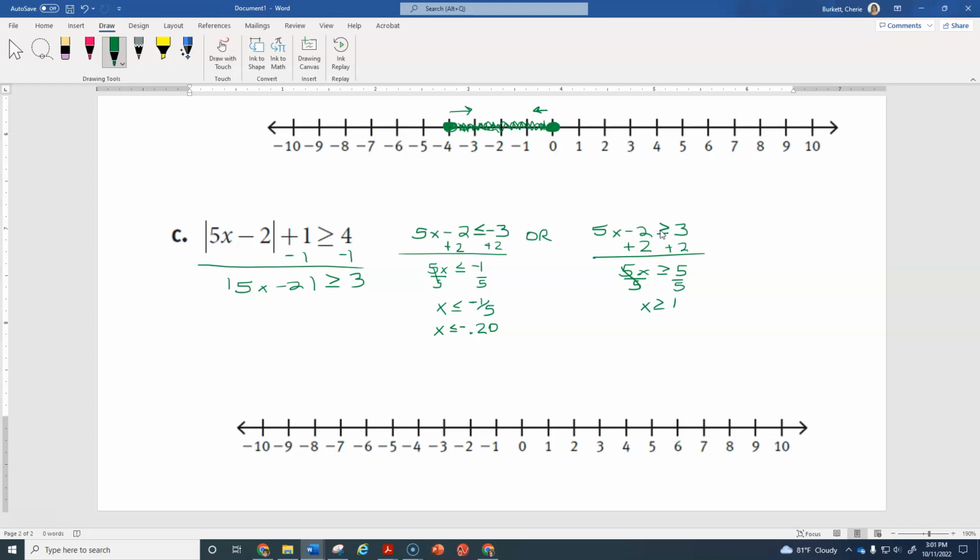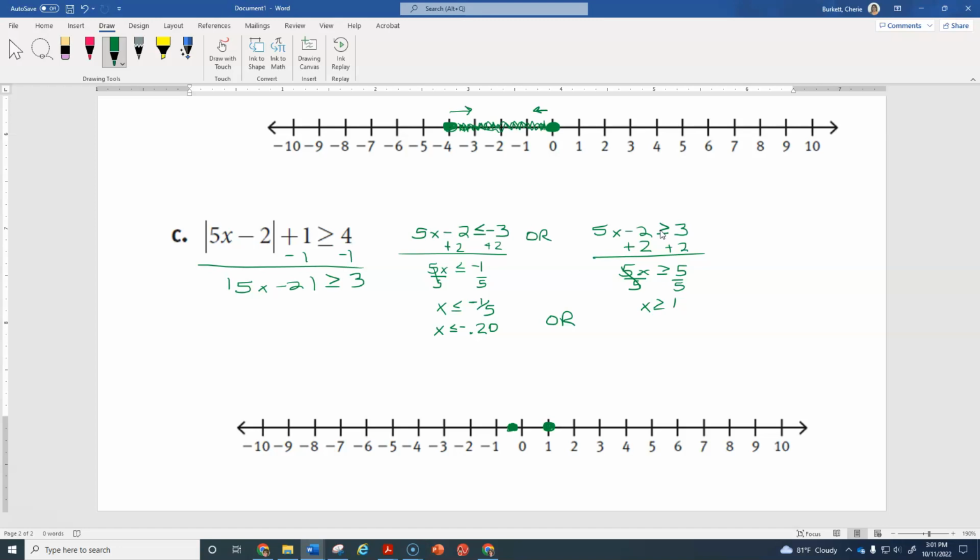So my two endpoints are going to be at -0.2 and 1. So here's 0, here's -1, and 0.5 would be right there. So 0.2 is going to be somewhere right about there. It does have a bar underneath it, so it is going to be a solid dot. And then I'm going to have a solid dot at 1, because it has a bar underneath it.